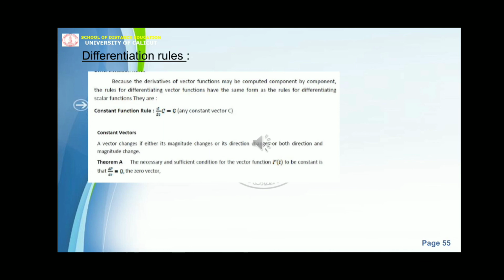Constant vectors. A constant vector is a vector that doesn't change its magnitude or its direction. Now we have a theorem related to constant vectors. The theorem states that the necessary and sufficient condition for a vector function f of t to be constant is that df by dt is equal to 0, that is, a constant vector.